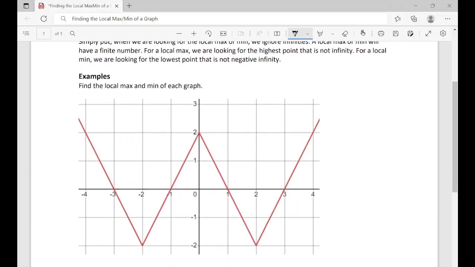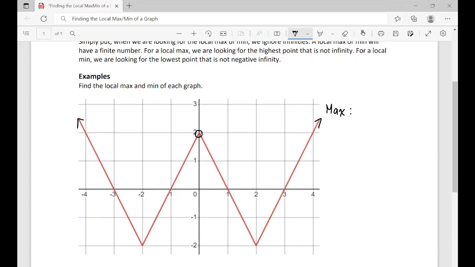So here is our first function, and it's not clearly defined here, but this should be an arrow going off forever, and that should be an arrow going off forever as well. We're looking for the local max and the min. So what's the highest point and the lowest point that's not going off to infinity? Well, I can see that here are my infinities going off forever, but here I can say is my max. So this is the highest point that's not going off to the infinities.